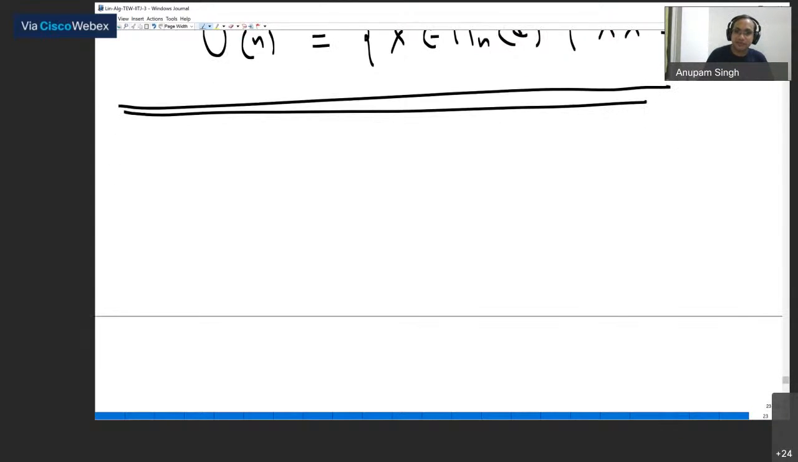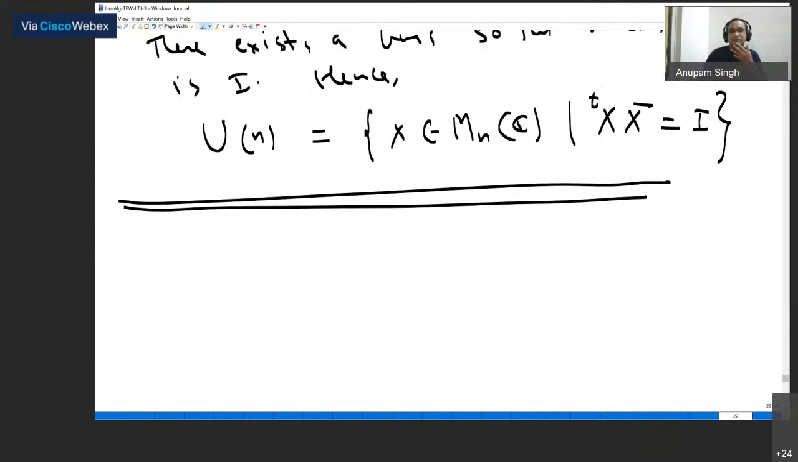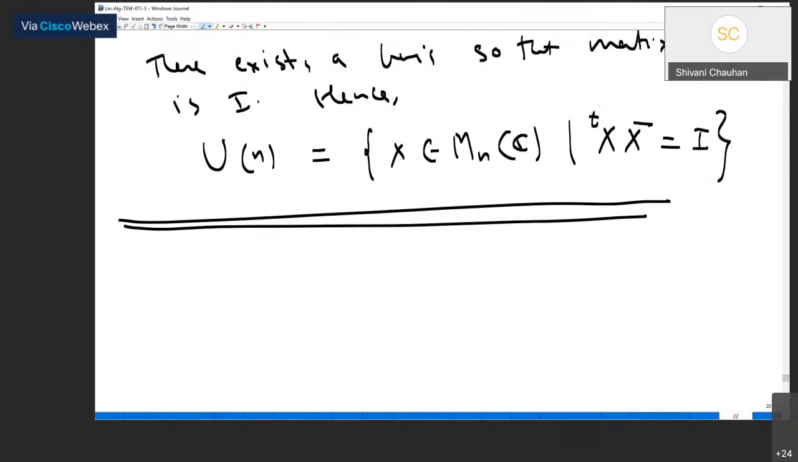Yeah, there is one typo here. X times X conjugate transpose is equal to identity. Just a second. What X into X conjugate transpose is equal to identity? The two things are the same actually. So the way I have been writing, it will turn out to be X transpose X bar is identity, right? Let me check. Is this what it will turn out to be?